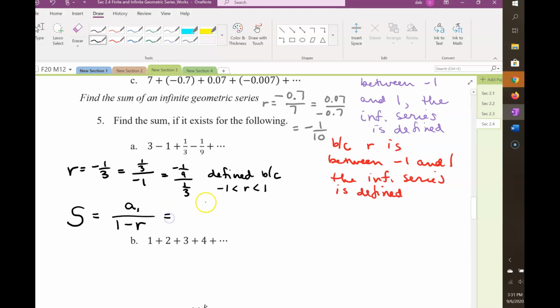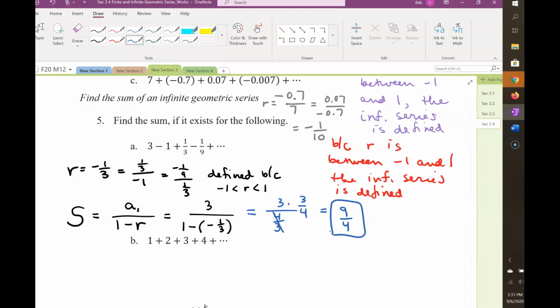So we have the first term, which is 3, over 1 minus -1/3. So 1 minus -1/3 is going to be 1 plus 1/3, or 4/3. So we have 3 over 4/3, which is the same thing as multiplying by 3/4, multiplied by the reciprocal, and you get 9/4. So when I first learned about this, I went, whoa, seriously? You can add up an infinite number of numbers and get a result. That's amazing.